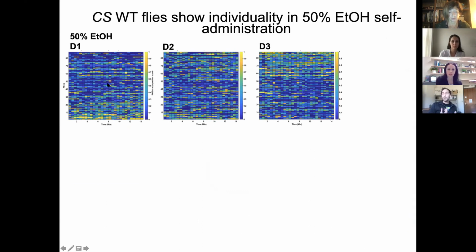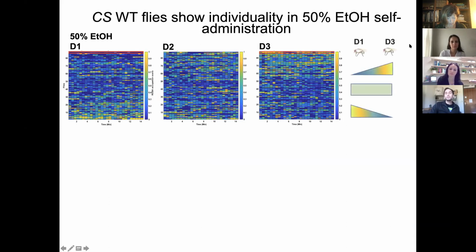The color blue boxes denote flies that spend very, very little time self-administering. And the yellowmost boxes denote flies that have spent the entire time, and these are in 30-second bins, the entire 30-second bin self-administering rewards. And I think what's really cool that you can see from this data set is that you can see that there are roughly 3 at bare minimum populations of flies, right?